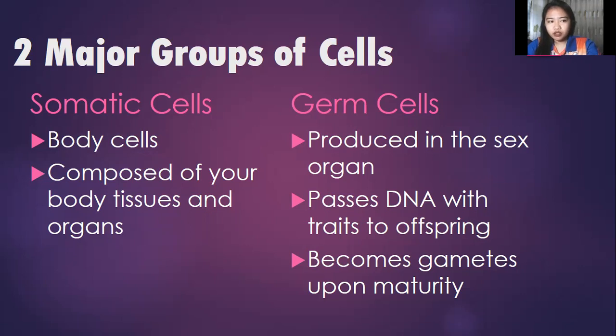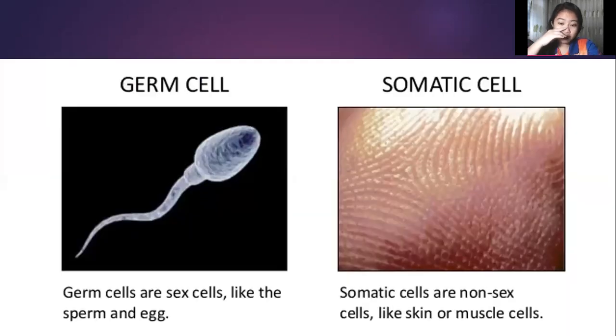So our somatic cells undergo mitotic division, mitosis, and our germ cells, the ones that become sex cells or gametes, are the ones that undergo meiosis. Meiosis is our focus for today. This is an example of our two groups of cells. We have the germ cell, which is a sperm cell, a sex cell, and the somatic cells. One example is the non-sex cells, or the skin and muscle cells.